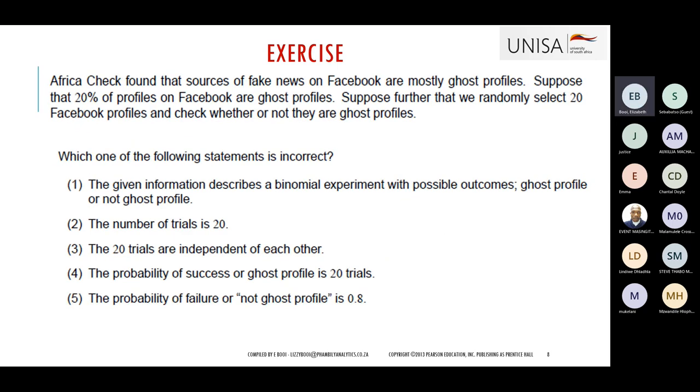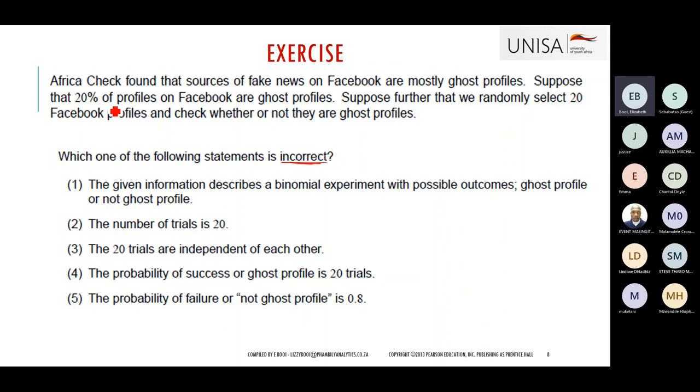So you just bring in the knowledge that you've learned previously. Okay, now let's look at this one. Africa Check found that the sources of fake news on Facebook are mostly ghost profiles. Suppose 20% of the profiles on Facebook are ghost profiles. Suppose further that we randomly select 20 Facebook profiles and check whether or not they are ghost profiles. Which one of the following statements is incorrect? So now we can go back to the statement and learn what they're asking us. They're asking us to find the incorrect statement.